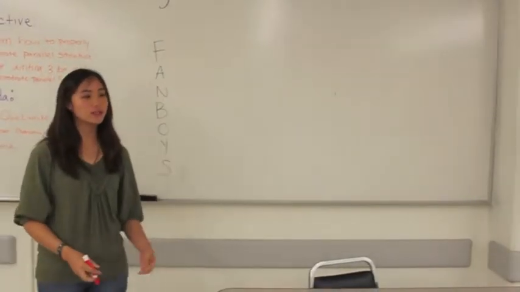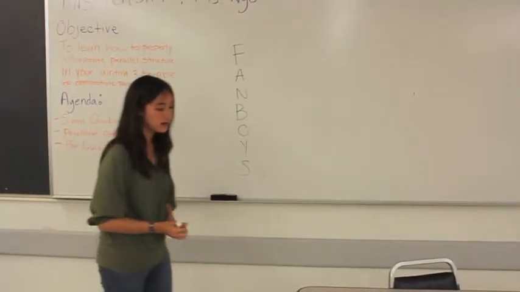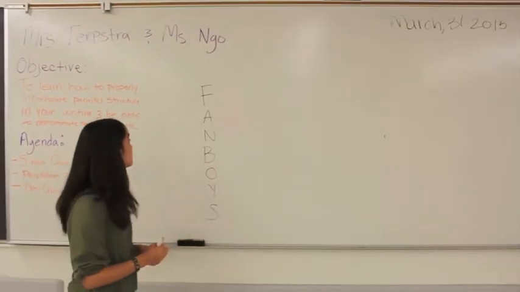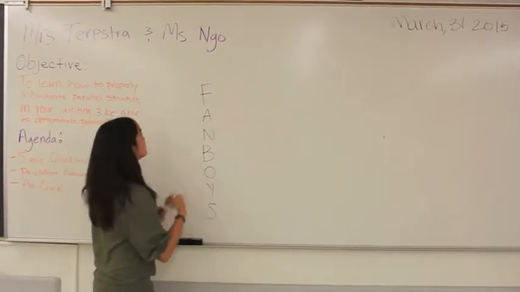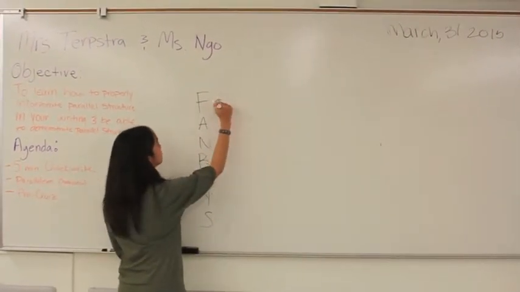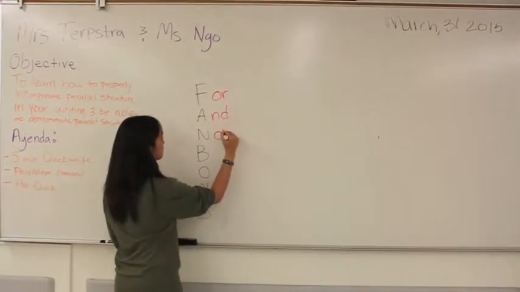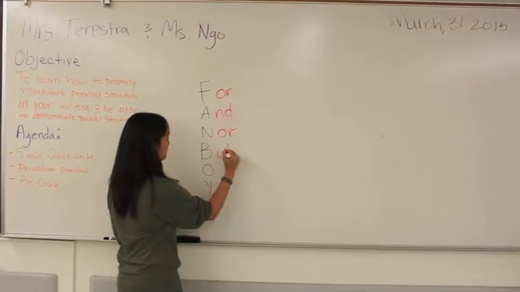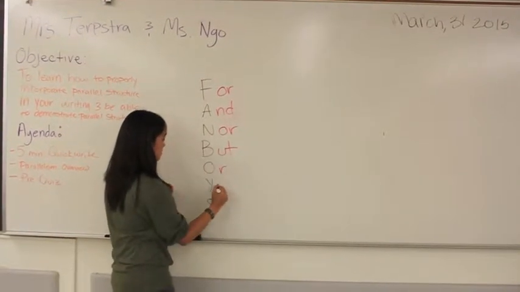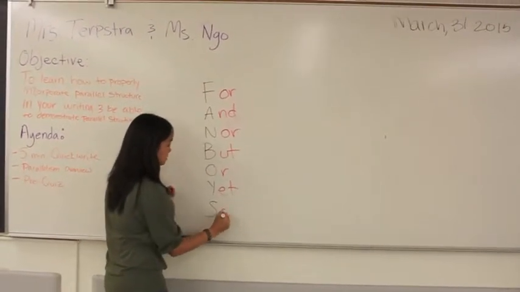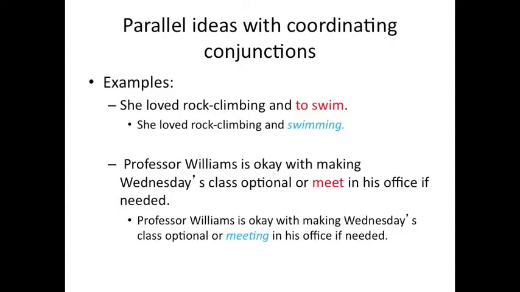Okay, so one of the ways you can pair ideas is with coordinating conjunctions. An easy way to remember coordinating conjunctions is FANBOYS. So we have F for, and, nor, but, or, yet, and so. Coordinating conjunctions for, and, nor, but, or, yet, so link ideas of equal importance.